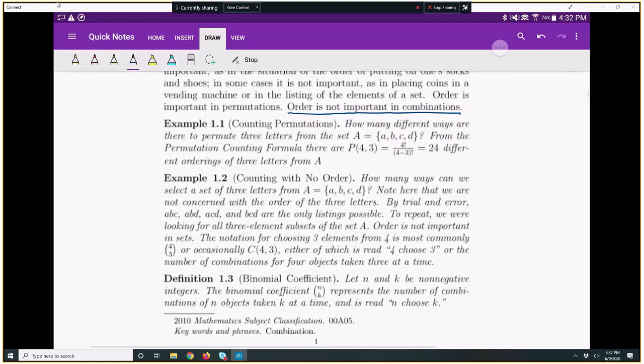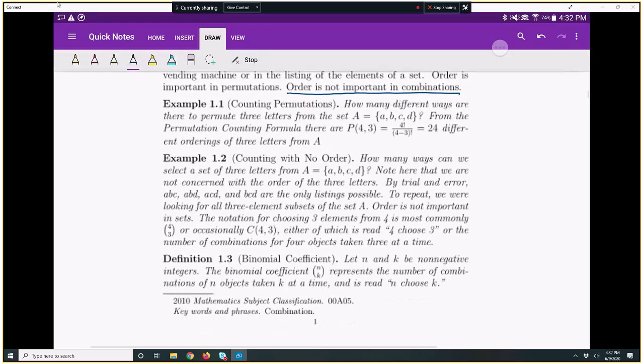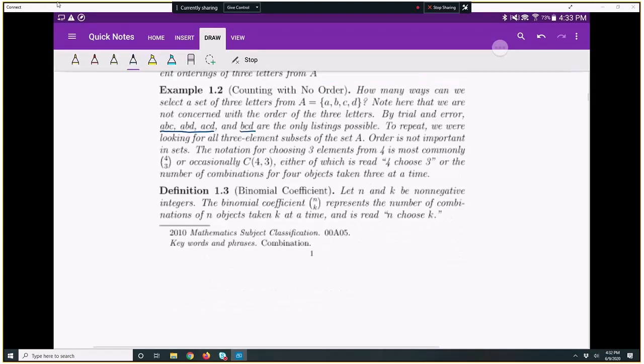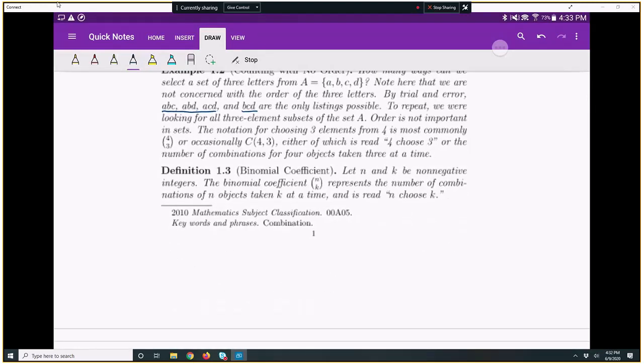But what if you were asked, how many ways can we select a set of 3 letters from A, B, C, D? We know that when we're talking about a set of 3 letters, the order doesn't matter. So by trial and error, we could find that we could have ABC, ABD, ACD, or BCD, and these are the only possible sets of 3 letters taken from ABCD. So order is not important. There are only 4 instead of 24 when order mattered.